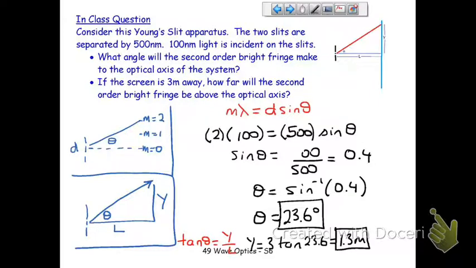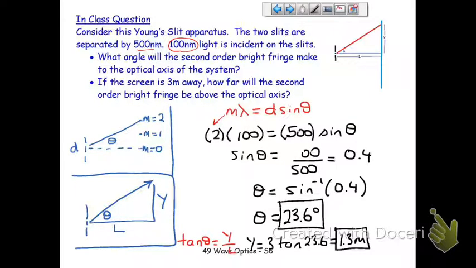So here I'm sorting out my order. My 0th order is straight through. My first bright fringe is at m equals 1. My second order bright fringe is at m equals 2. I know that m lambda equals d sine theta. My m is 2. I just decided that. And my lambda, the light, is 100 nanometers. I'm leaving it in nanometers because if I stay in nanometers, I'll be all right. Nanometers divided by nanometers is okay. Meters divided by meters is okay. Nanometers divided by meters is a problem. So I can leave it in nanometers. If you like, just put down the times 10 to the minus 9. And then equals d, and the separation between my slits is 500 nanometers, sine theta.